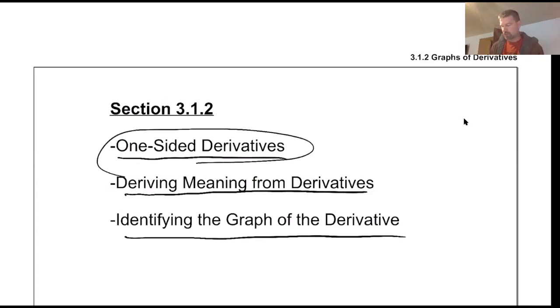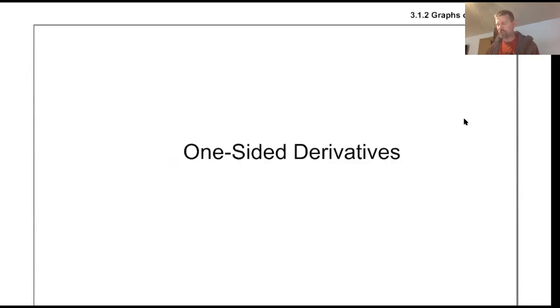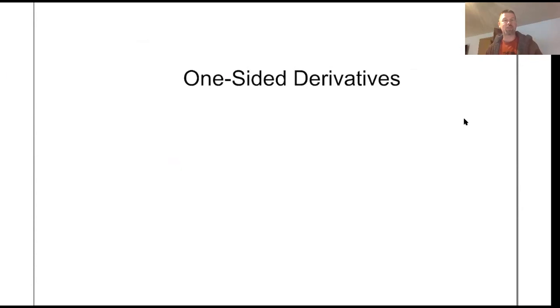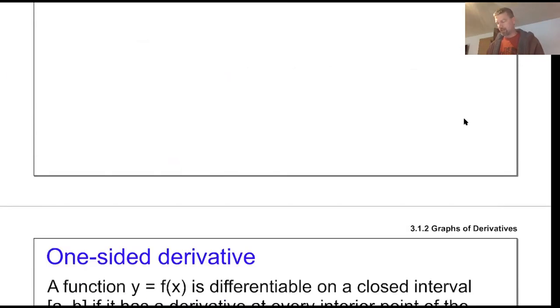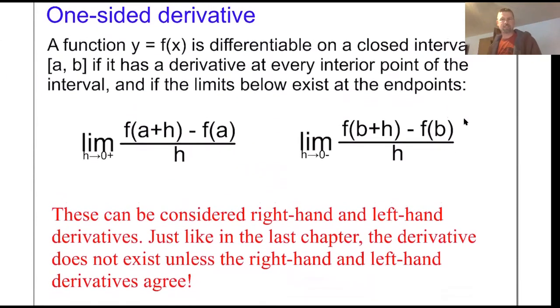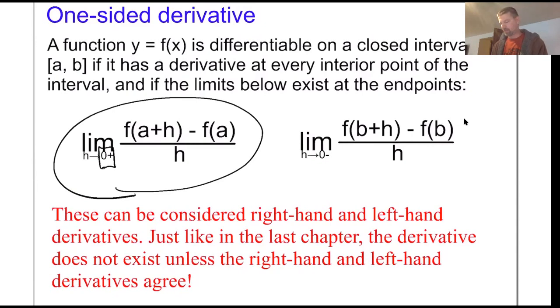I'm going to start with one-sided derivatives, however, because they're a little bit more complicated. I want to hit that while it's fresh. So one-sided derivatives are exactly what they sound like. They're the derivative from just one side of the equation. You'll often see it like this. A function y equals f of x is differentiable on the closed interval if it has a derivative at every interior point of the interval, and the limits below exist at the endpoints. Limit from the right side, limit from the left side. These can be considered right and left-hand derivatives.